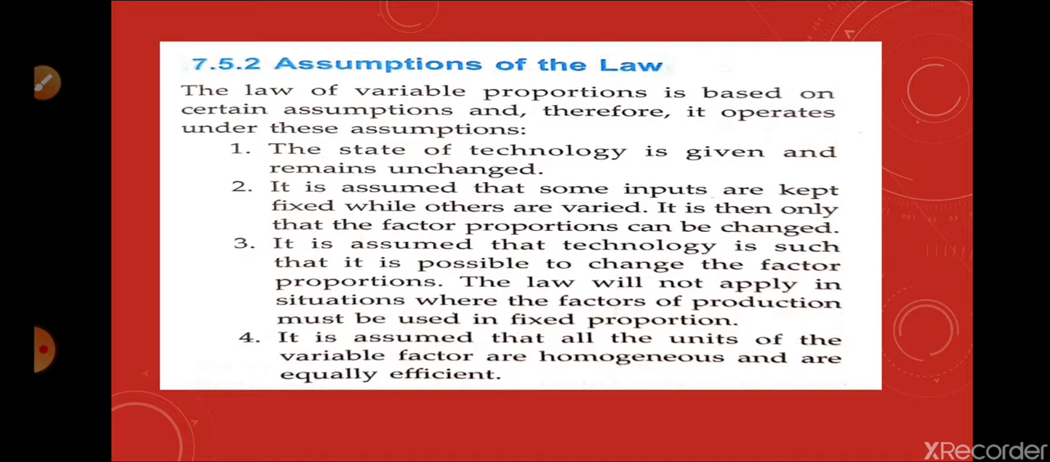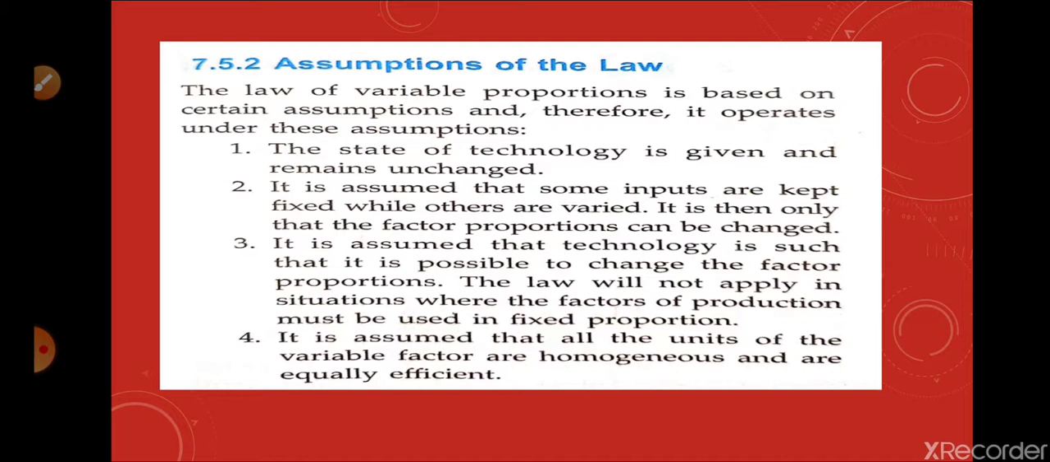So the second one: it is assumed that some inputs are kept fixed. So all the factors are not being changed in the law of variable proportion. Only one factor is being changed, and the rest of the factors are fixed. Only one factor can be changed.